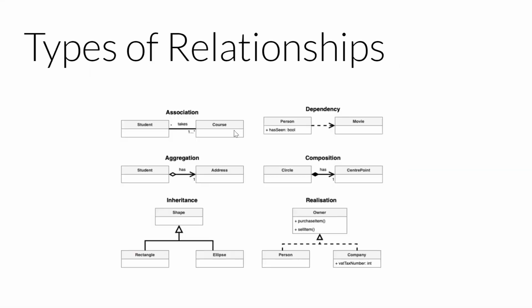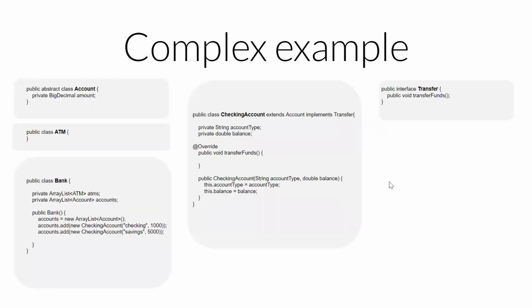Here you can see other types of relationship: association, which is depicted with a straight line, dependency with an arrow, aggregation with a diamond, and composition with a filled diamond. There are also inheritance and realization.